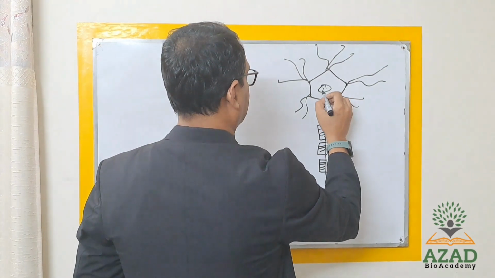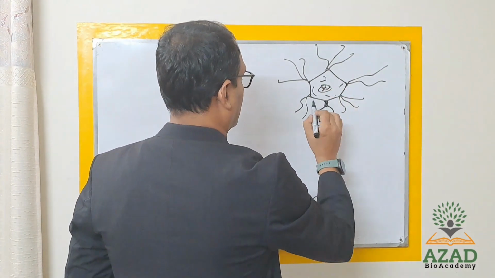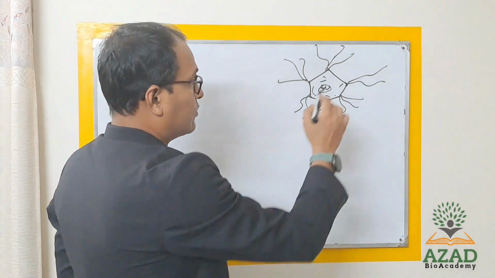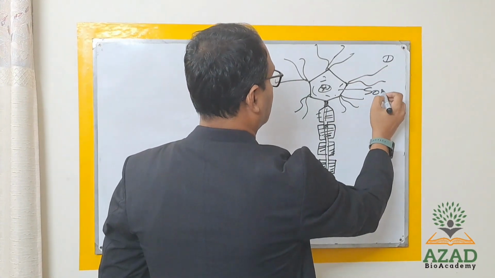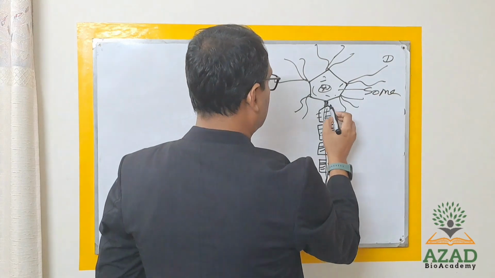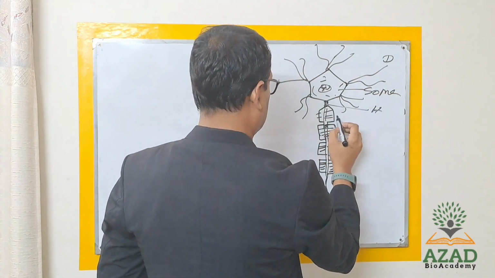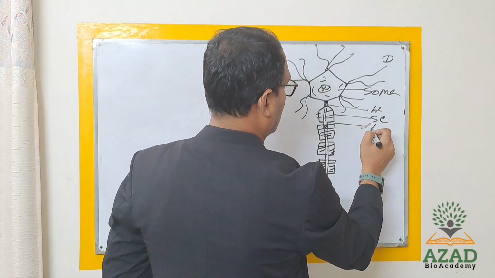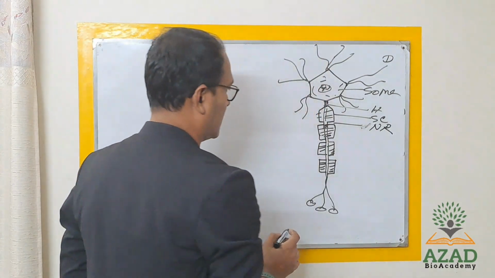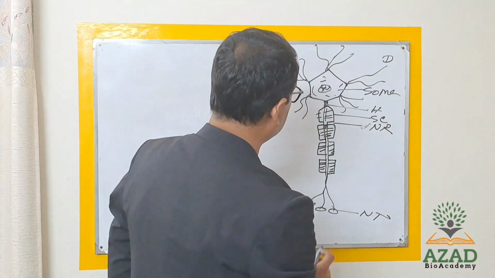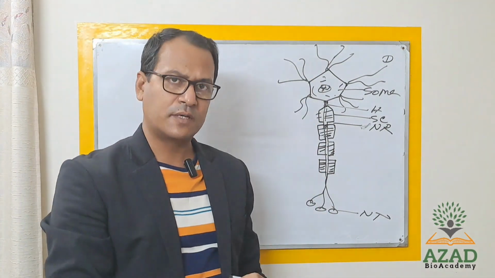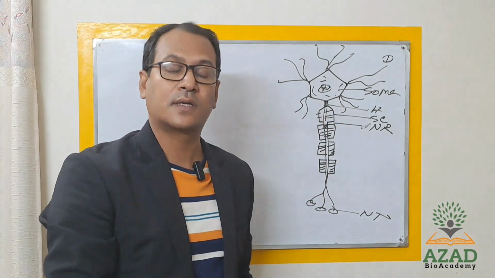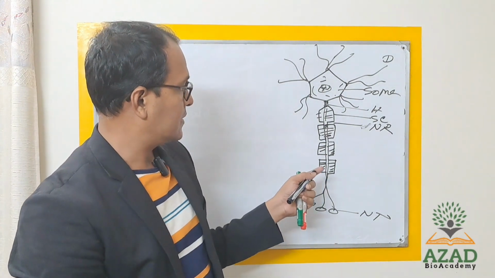Okay, so this is the dendrite and this is the soma, and this is the hillock, and this is your Schwann cell, and this one is node of Ranvier. Okay, and this is the nerve terminal. So this is the ideal neuron. Basically, the action potential will travel very quickly through this type of nerve cell.